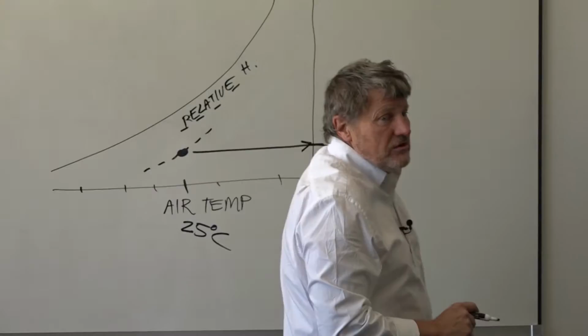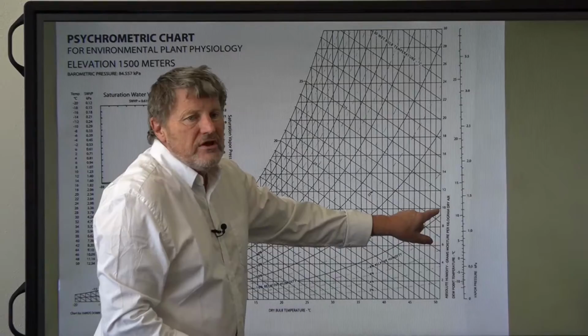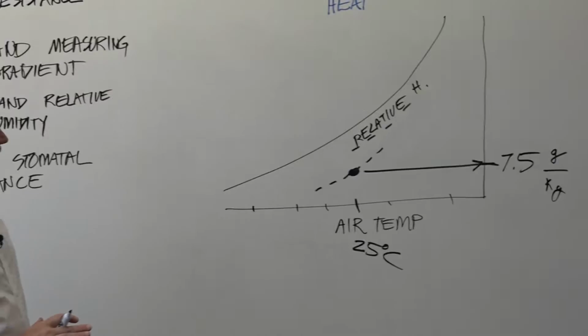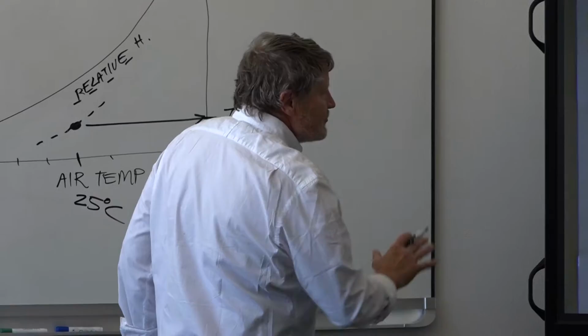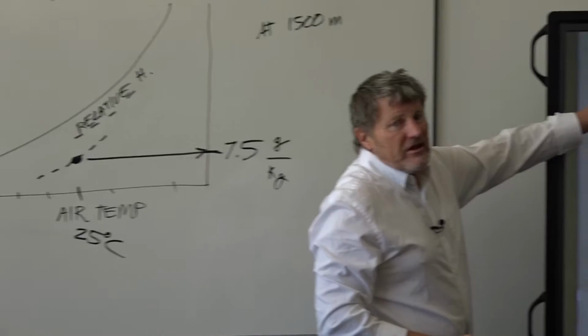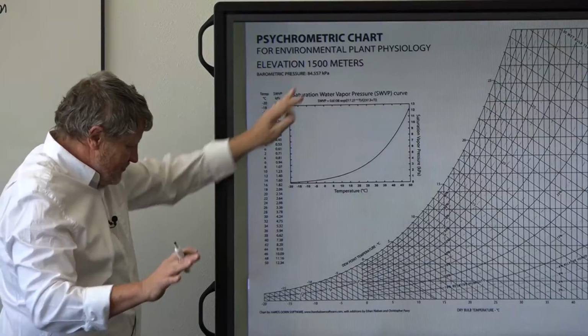You can see what the units are of that. Absolute humidity, grams per kilogram of air. Very different unit than relative humidity. At our elevation, this is not on this chart, but at our elevation at 1,500 meters, by the way, this is a chart for our elevation. This is for 1,500 meters. I made this just for this class.